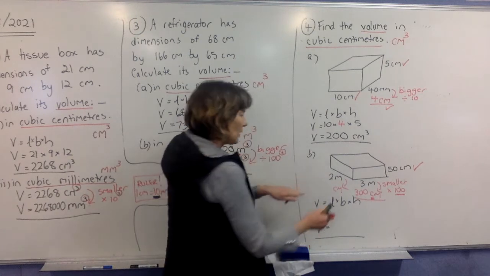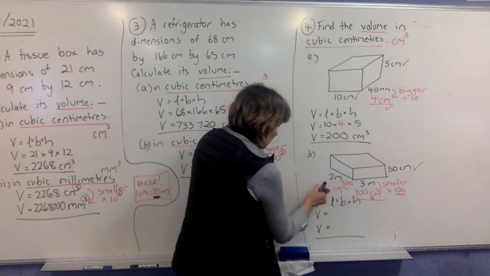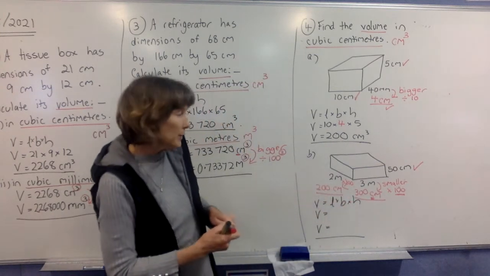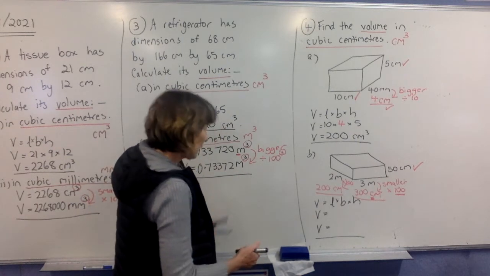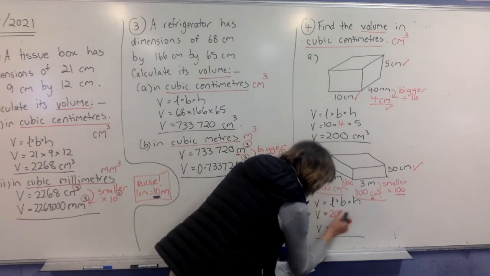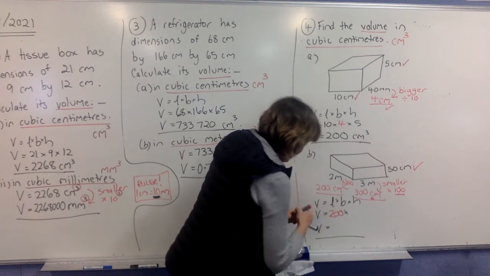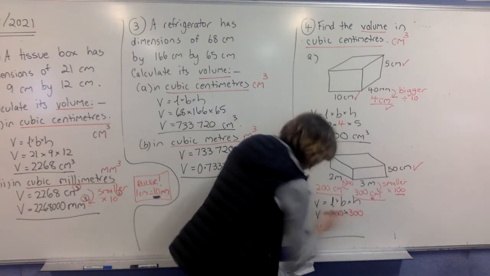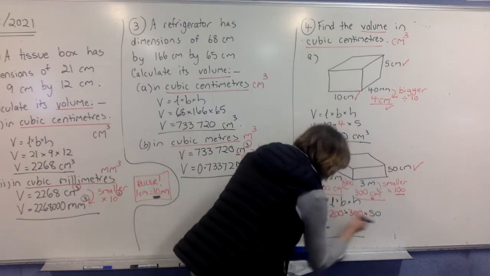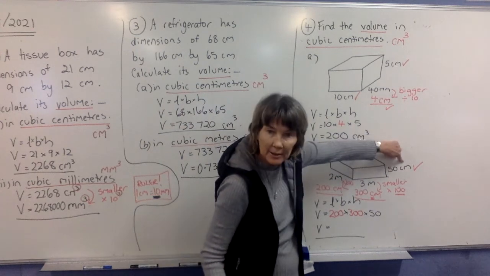And we're going to do the same over here. So we're going to times by 100 over here as well. 2 times 100, 200. Okay, so we've got to put in all the numbers that are in centimetres. So we have 200 times 300 times 50. So if you have a look at what we've done so far, we've got that in centimetres, that in centimetres, that in centimetres.